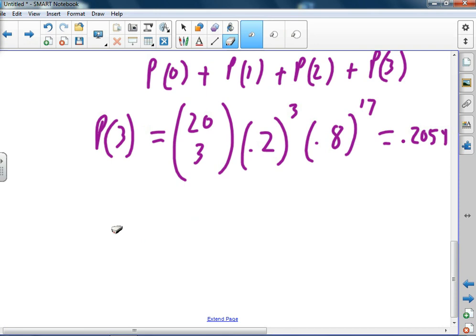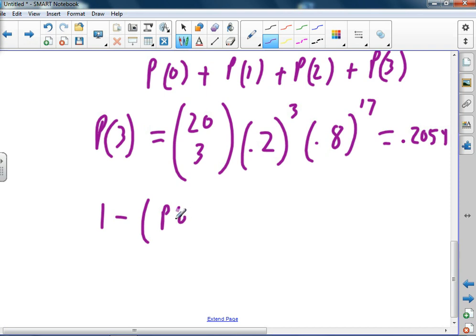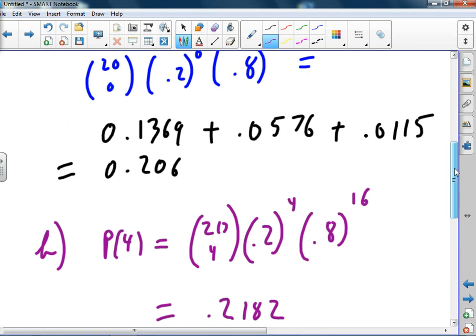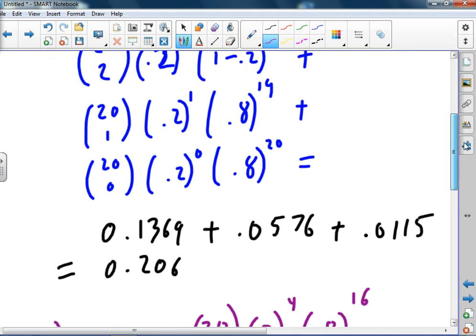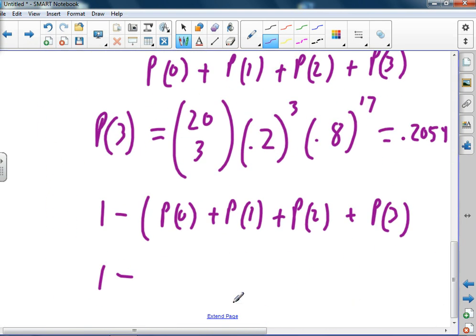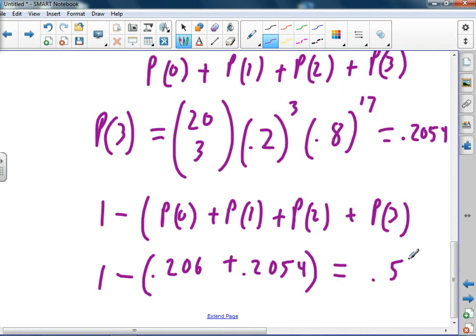No, we can't do that. We've got to go 1 minus the probability of 0, the probability of 1, the probability of 2, the probability of 3. 1 minus. Now we already know what that is because that's up here in A. So we come up to A, 0.206, 0.2054, and they end up with point what? 5886.